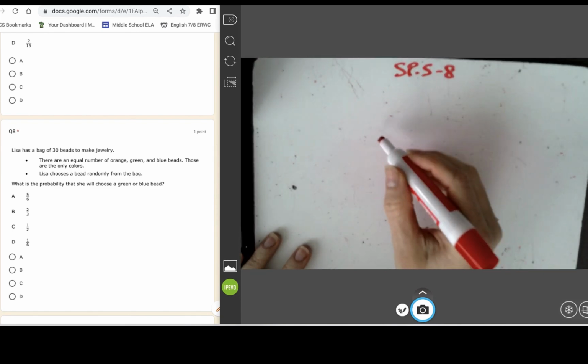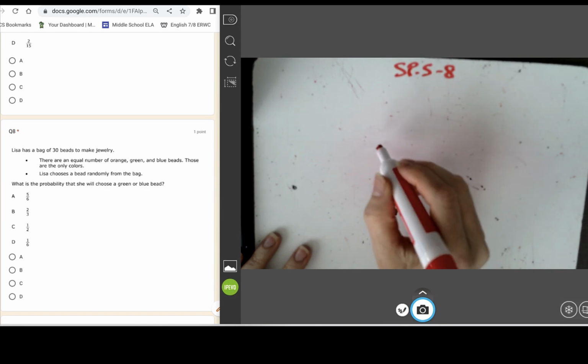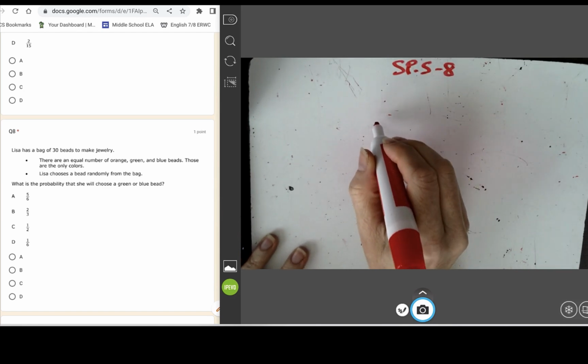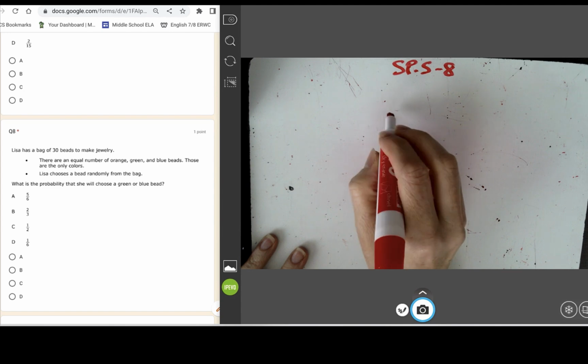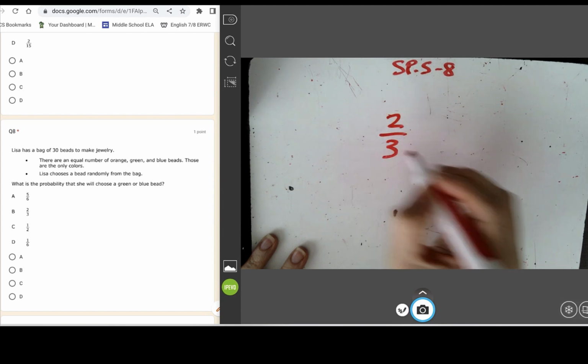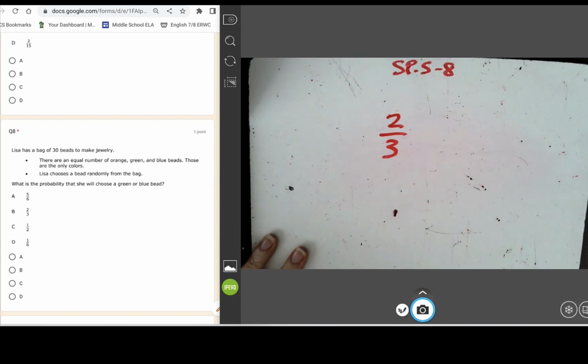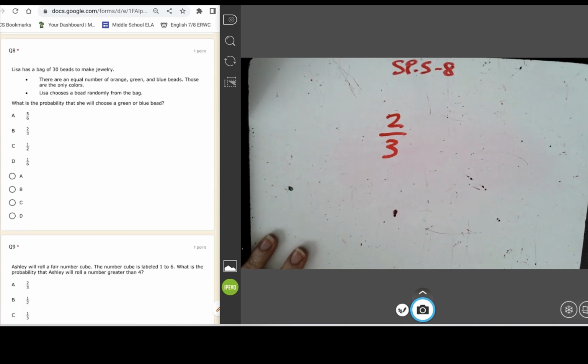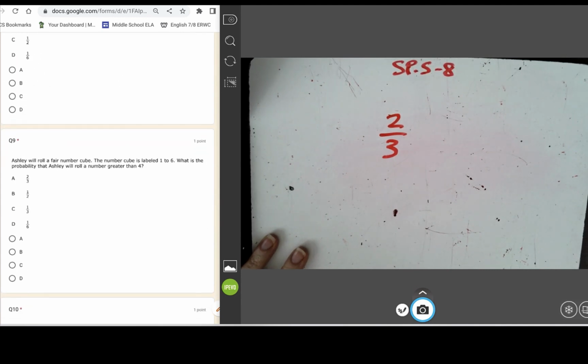Number 8. I have 30 beads to make jewelry. There's an equal number, orange, green, and blue. She chooses a bead. So probability she'll choose a green or a blue bead. Well, each of them is 1/3. So there are 2 out of 3. That's all there is to it. The answer choice is B.